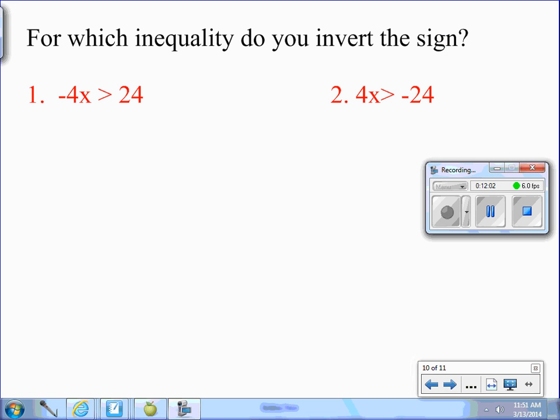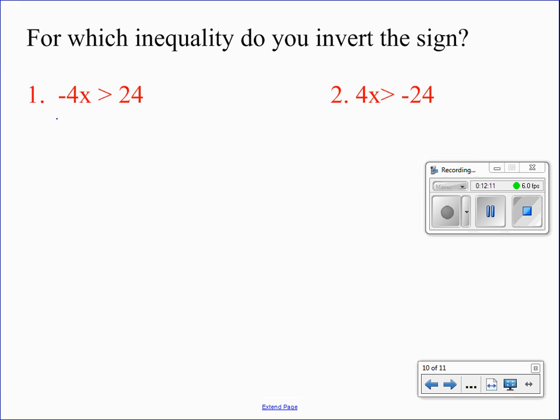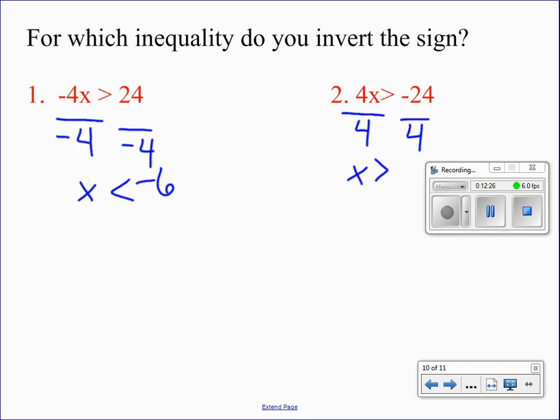Now, for which inequality do you invert the sign? In number 1, you're going to divide this side by negative 4, this side by negative 4. X will be less than negative 6. This side, you're just dividing by a positive 4. So your answer will still be greater than negative 6.